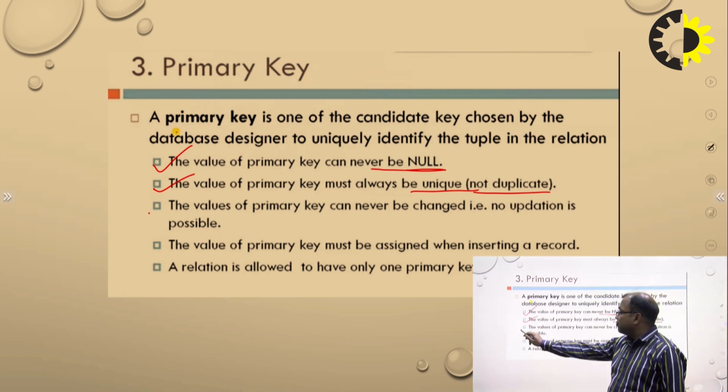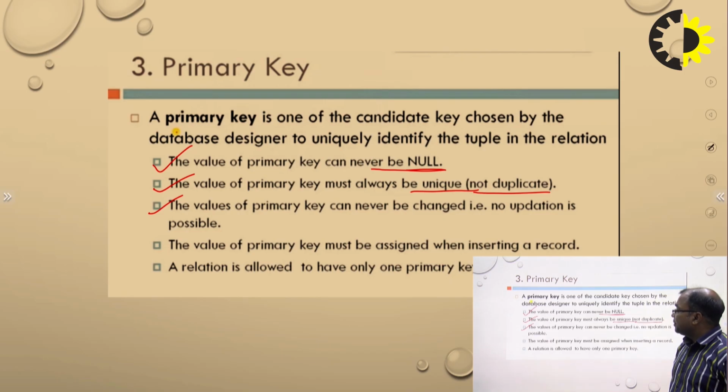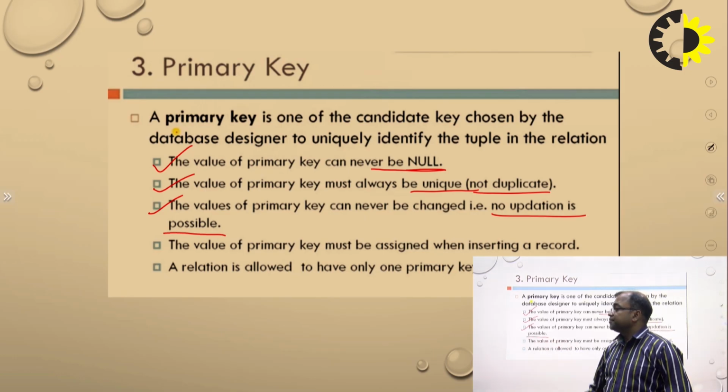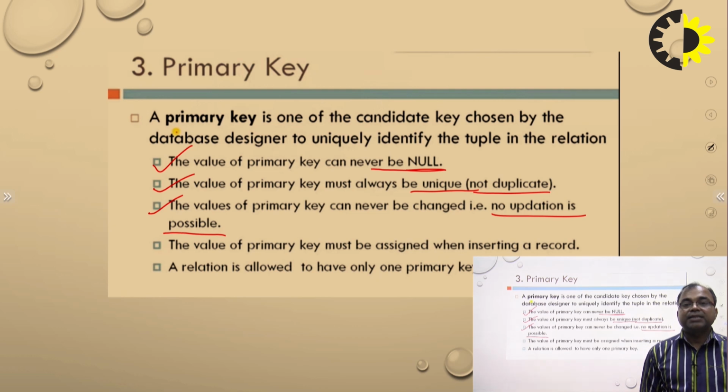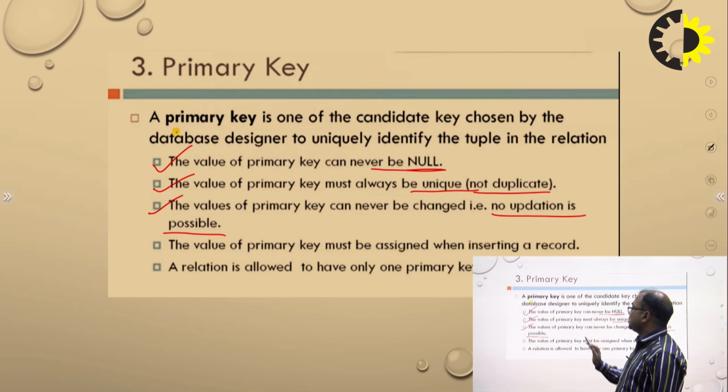The next point for the primary key is that its value can never be changed. It means we cannot change the value of the primary key once it is inserted in a database. Once we create the database and a table, and add the tuples inside it, any entry can be changed, but the primary key cannot be changed, no updation is possible in the primary key. If you want to change it, we have to change the entire table. So it's a very important point regarding the primary key.